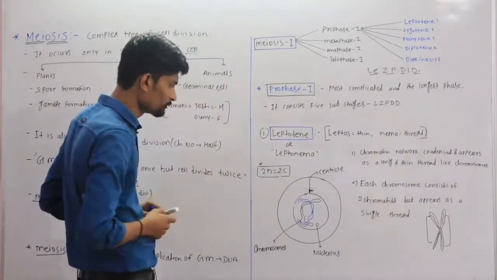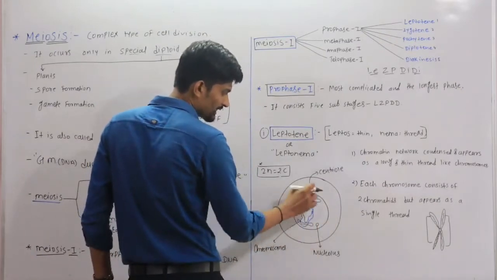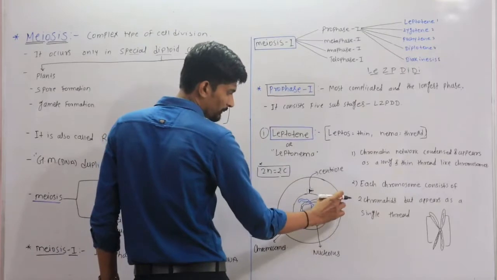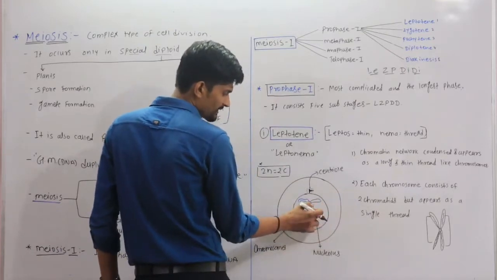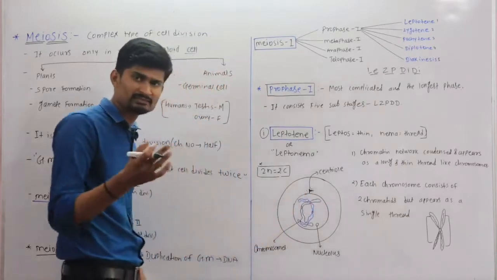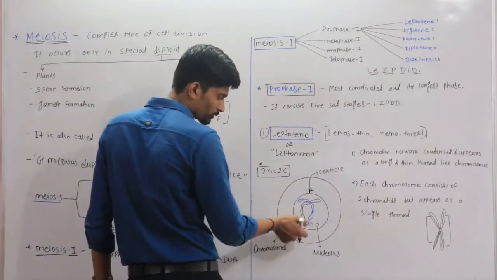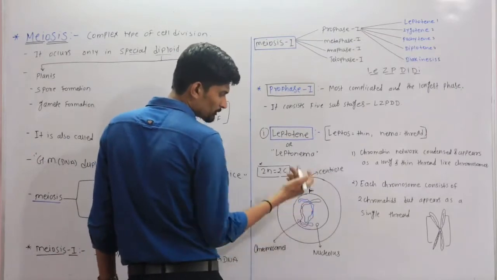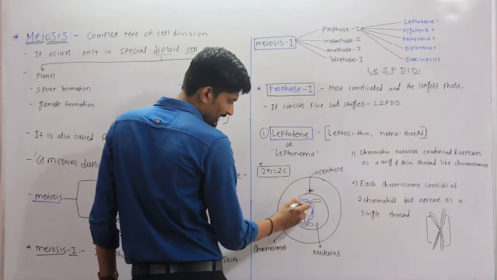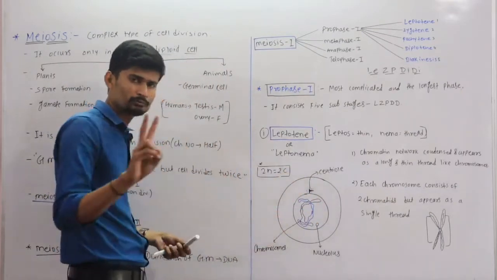So now look carefully at the diagram. This is the nucleus, this is the centriole, this is the cell membrane or plasma membrane of the cell. Inside the nucleus there is a nucleolus and the chromatin network, that is the DNA, is present. So these are the chromosomes. There are 2 chromosomes, 2n is equal to 2c. This is one chromosome and this blue one is the other chromosome. So this cell basically has 2 chromosomes.